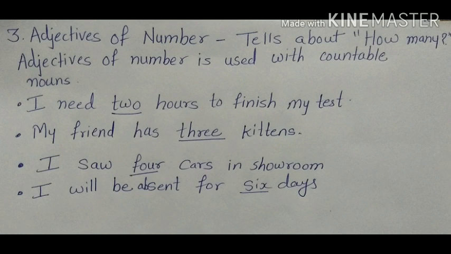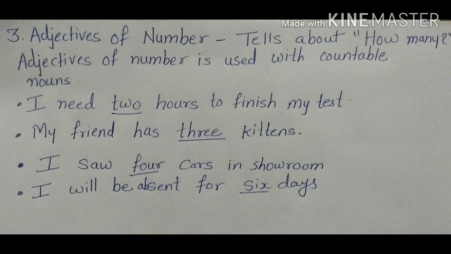Third example, I saw 4 cars in showroom. So 4 is an adjective of number. 4 is an adjective here. It is used with the noun cars to describe its number. Therefore, 4 is the adjective of number.